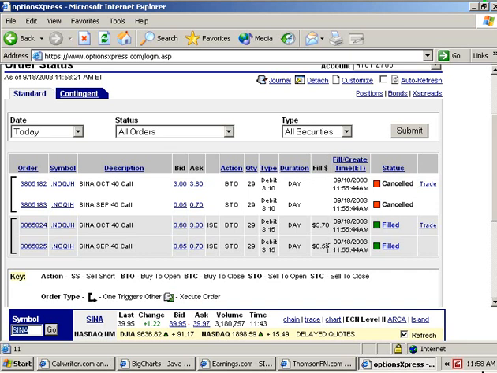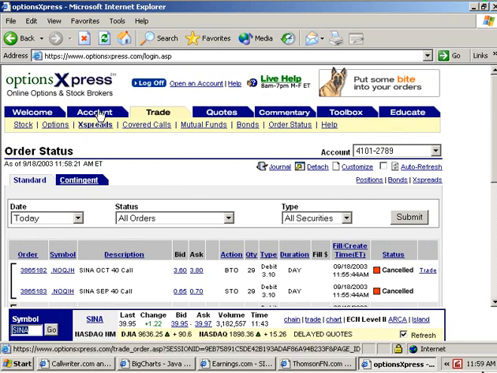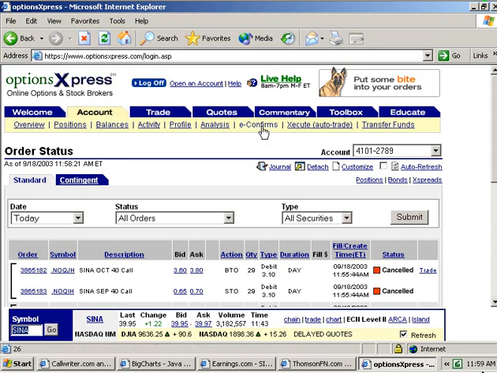So now we can actually calculate how much money we had going to the account. Let's go ahead and see how much money we had coming into the account. How do you see how much money is coming into the account? Let's go to the account link, click. And let's go to e-confirm.